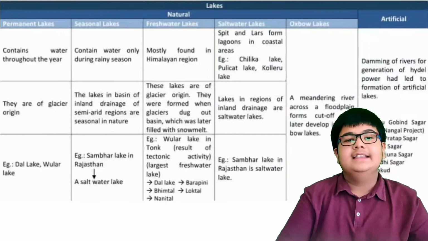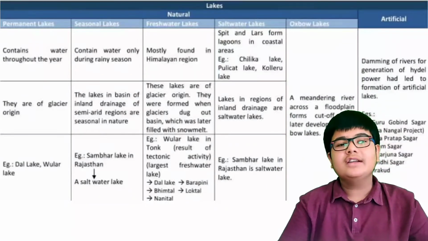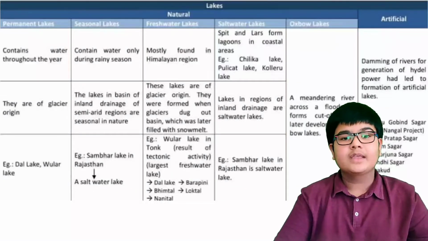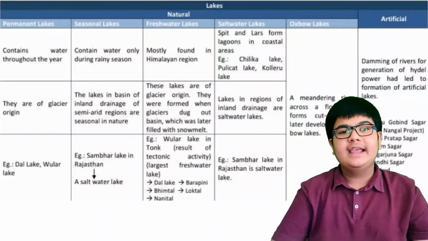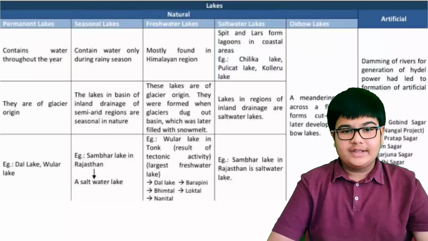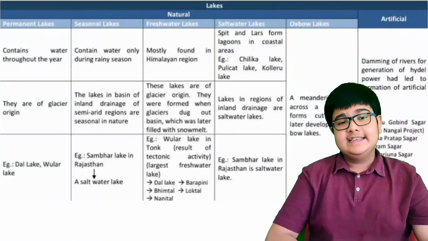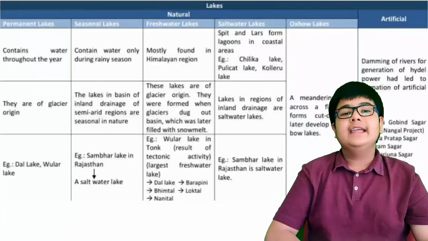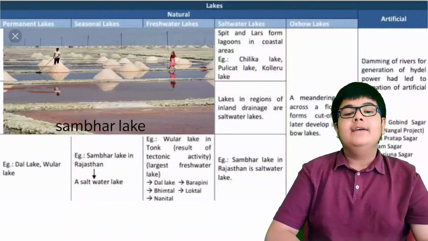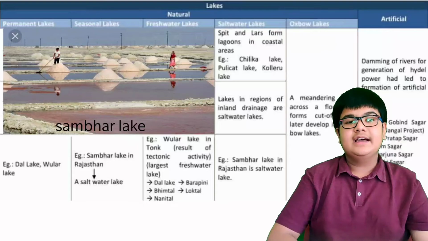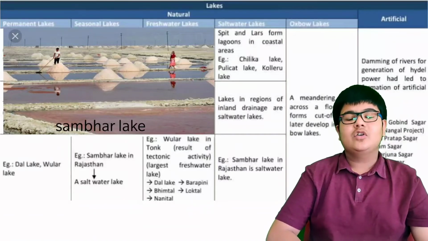Saltwater lakes. These are the lakes in which the salt content is very high. For example, Chilika Lake, Pulicat Lake, Kolleru Lake are saltwater lakes. These are the lakes found in the regions of inland drainage. For example, Sambhar Lake in Rajasthan is the second largest saltwater lake.